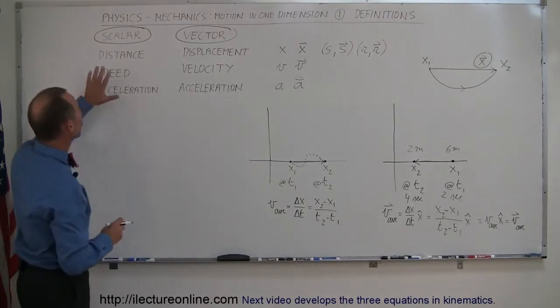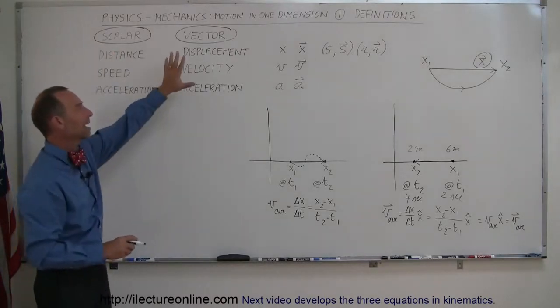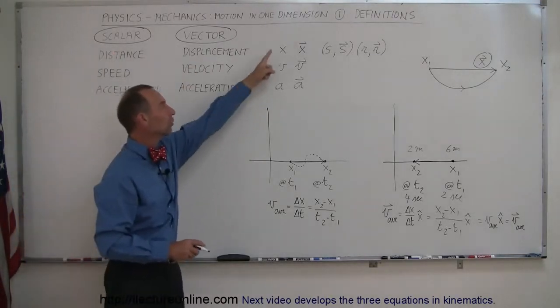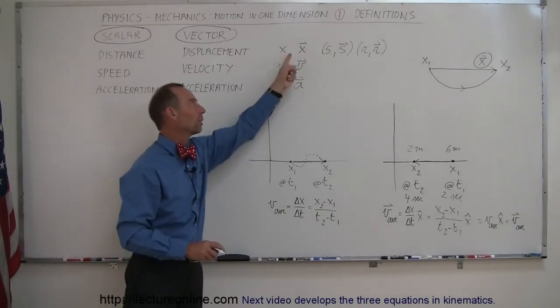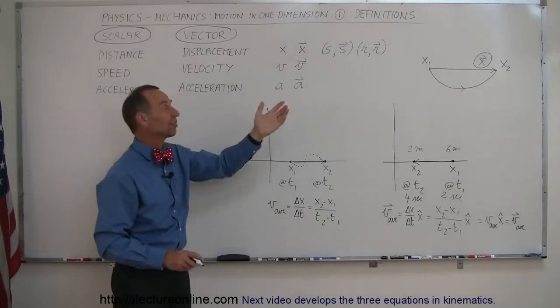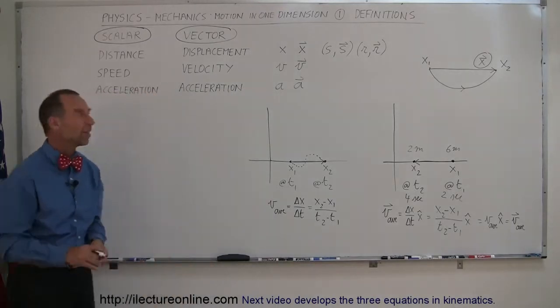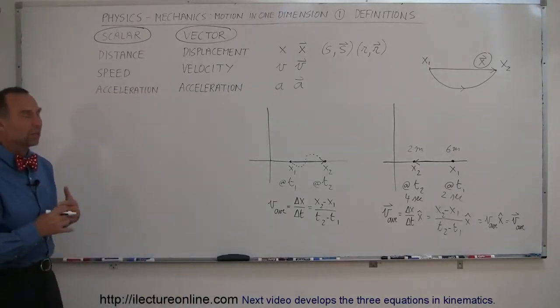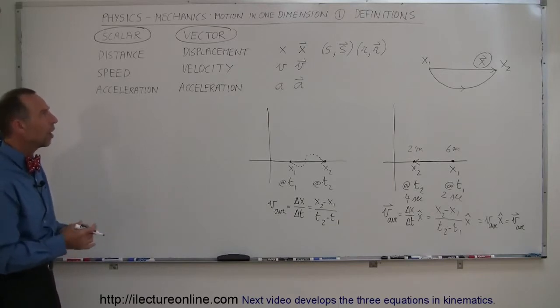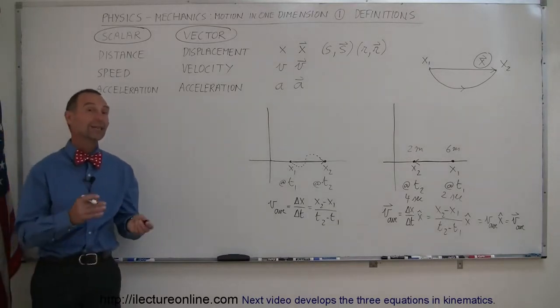So that's how we use terminology in motion in one dimension. That's how we make a differentiation between scalar quantities and vector quantities. And notation-wise, if it's a vector quantity, we'll put a little vector symbol on it. If it's a scalar quantity, we leave the little symbol off. Hopefully that made sense. And now we're ready to start talking about the real mechanics of one-dimensional motion in the coming videos.